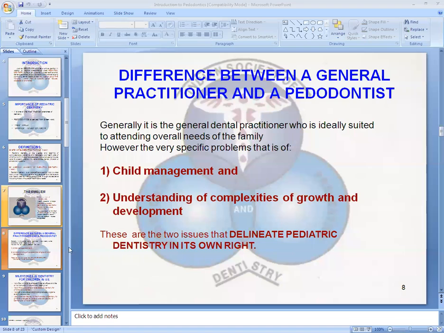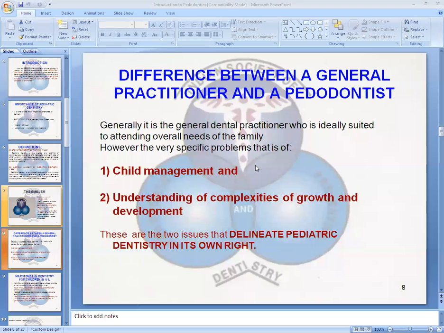Okay, then we will see a difference between a general practitioner and a pedodontist. Now, there are two main issues that delineate the pediatric dentist from a general practitioner. So first, you know, the child management part. In child management, the child is very cranky. They are small children, sometimes one year, two years, three years old, and they are not able to listen. So this child management part is very important in pediatric dentistry.